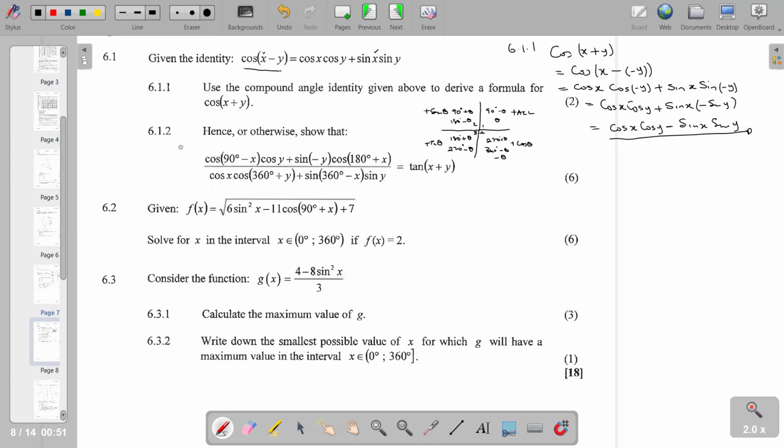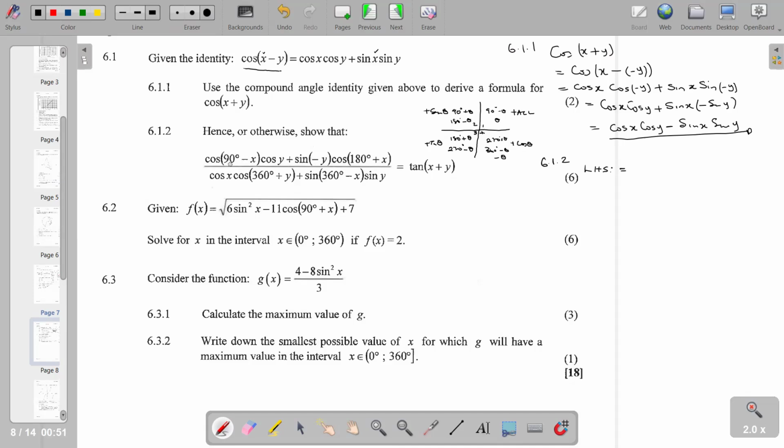Then now 6.1.2, they are saying hence or otherwise show that this is equal to tan(x plus y). So we are going to concentrate on the left-hand side. On the left-hand side, we take this side as it is, then we are going to reduce it. That is question 6.1.2. Then we are going to perform reductions. It's either you are going to be expanding these brackets because we have these ratios, or just perform reductions.